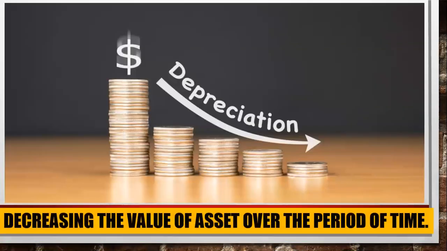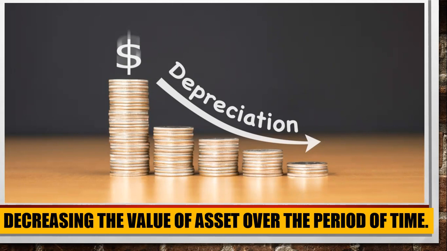Depreciation, in the accounting method, is an allocation of the cost of a tangible or physical asset over its useful life or life expectancy. You can say it is the wear and tear of the asset, or the decrease in the value of the asset over a period of time.